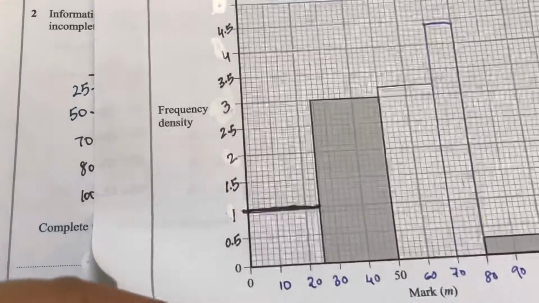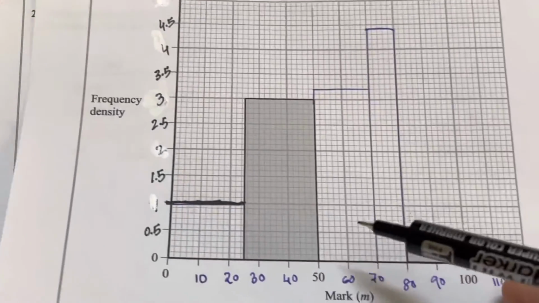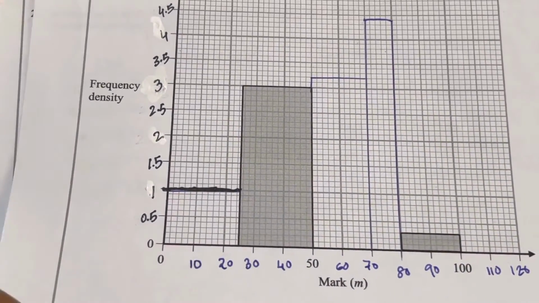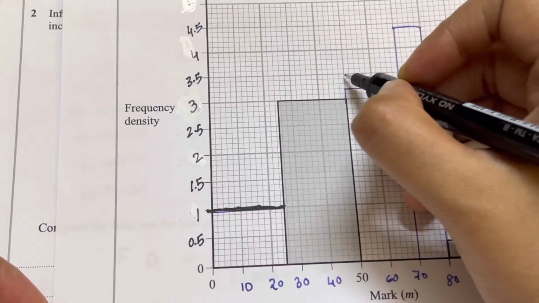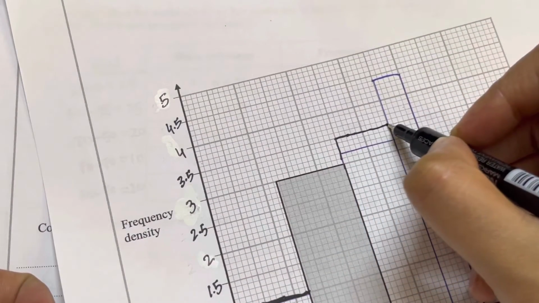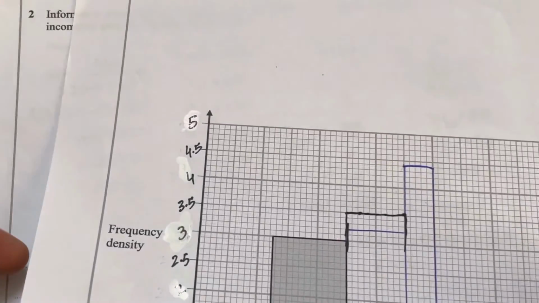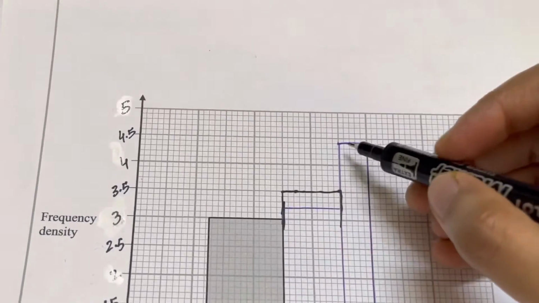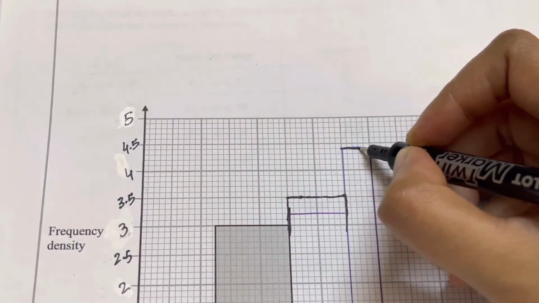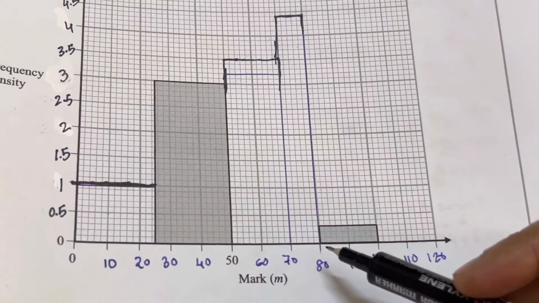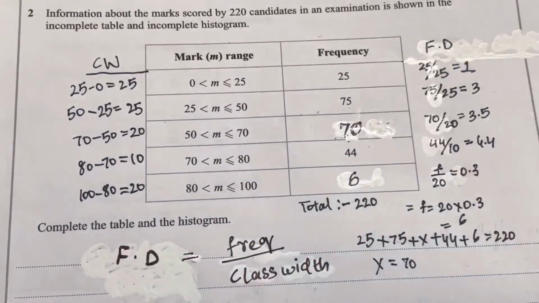That's already marked. 50 to 70. Now for 50 to 70, your frequency density is 3.5, so it's marked at 3.5 from 50 to 70. Yes, I think we need to mark it at 3.5. That's the frequency density we got. So it will be up here. Yes, like this. All right, so next from 70 to 80, we have the frequency density as 4.4. So that's marked here at 4.4, and from 80 to 100, it's already marked at 0.3. So we have drawn the histogram and the table is completed.